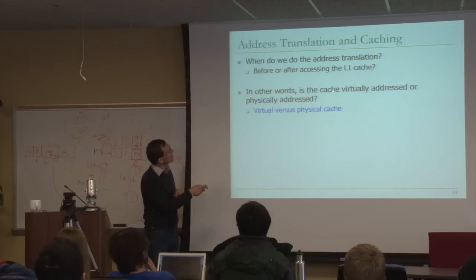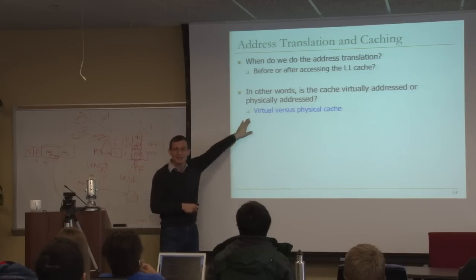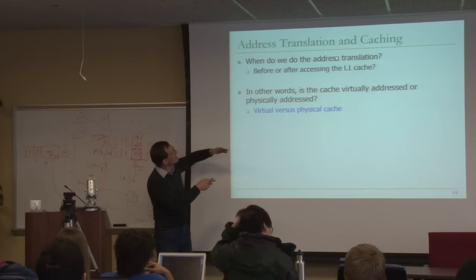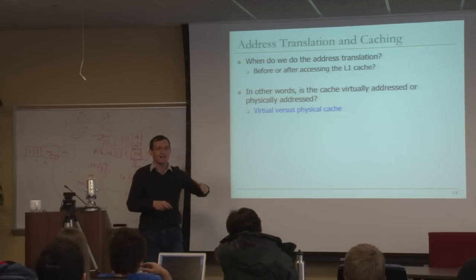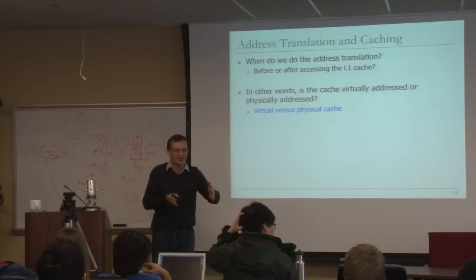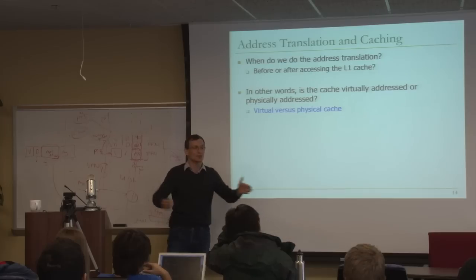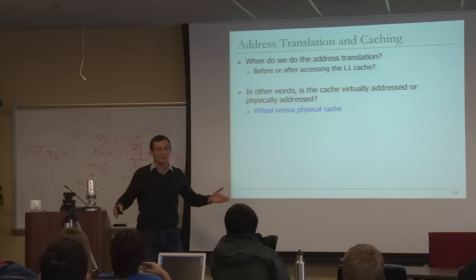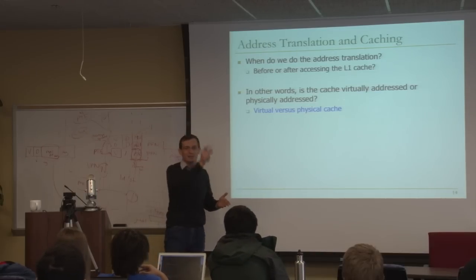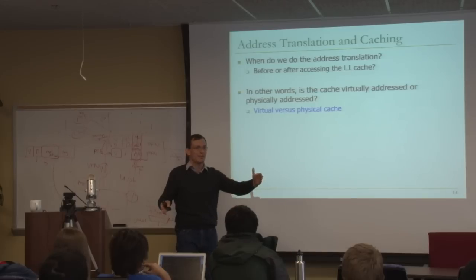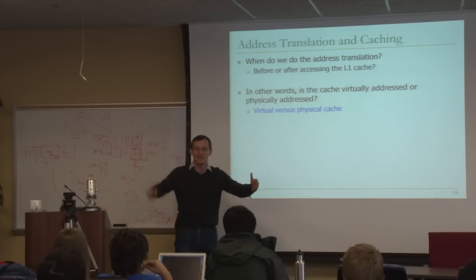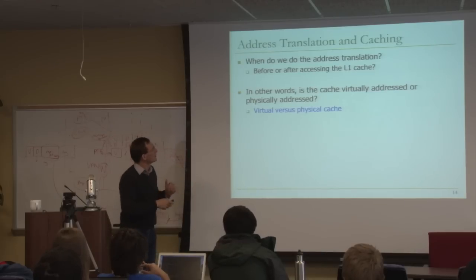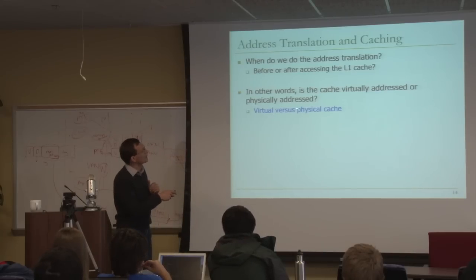So in other words, is the cache virtually addressed or physically addressed? Because if you want to access a cache before doing the address translation, before accessing the TLB, you only have the virtual address, right? You need to cache virtual addresses. If you do it after, you can cache physical addresses. But now your TLB is on the critical path of data access, and now you have longer latency to access the data that you need for the load. So this determines the difference between virtual and physical cache.